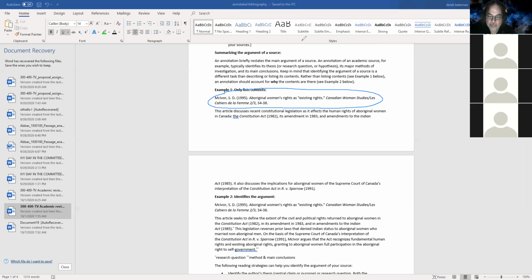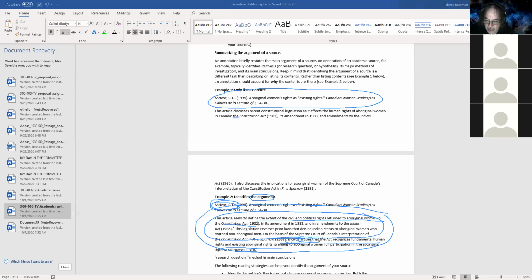What you want to be doing is looking for the argument. The article seeks to define the extent of the civil and political rights returned to Aboriginal women in the Constitution Act. You see the difference? This is what you want to be doing. It is in its amendment in 1983 and its amendments in the Indian Act. The legislation reverses prior laws that denied the Indian status to Aboriginal women who married non-Aboriginal men. Okay, look at the whole thing though. On the basis of the Supreme Court of Canada's interpretation of the Constitution Act in R. v. Sparrow, 1991, McIver, who's McIver? The author of the article, argues that the Act recognizes fundamental human rights in existing Aboriginal rights. That's the key. This sets it up.